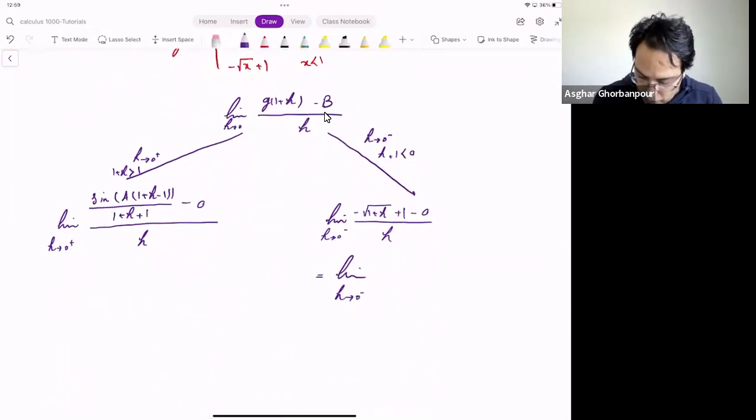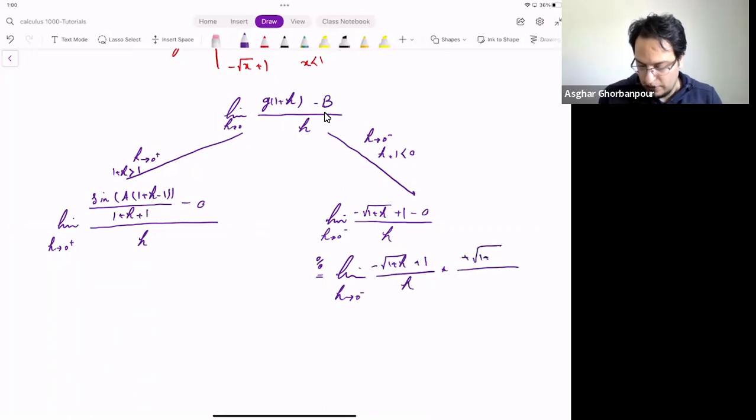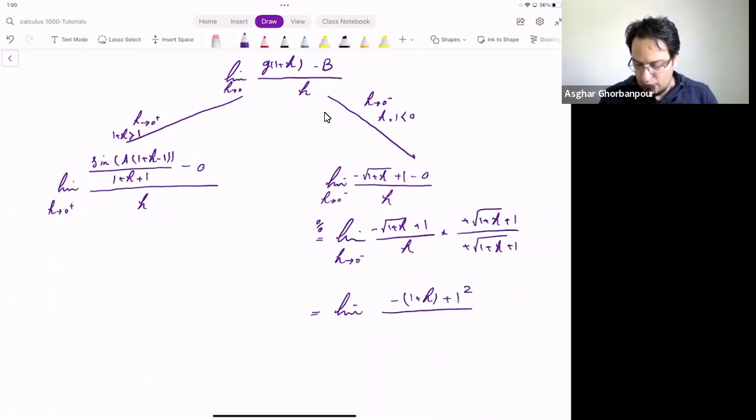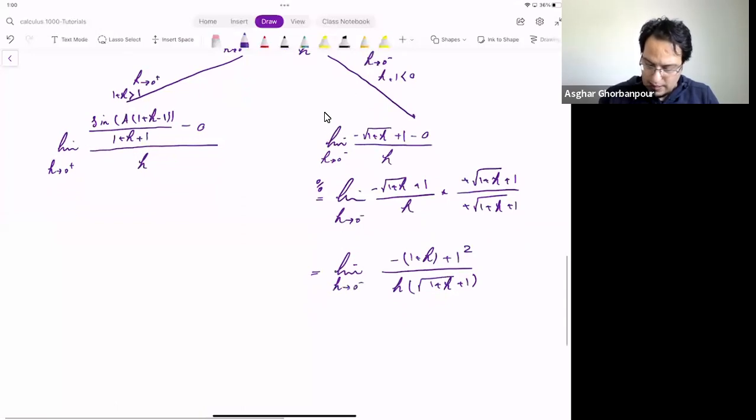So now you right away notice that we have 0 over 0 here, and we have to multiply by the conjugate of that term. So this is root of 1 plus h plus 1 over root of 1 plus h plus 1. That will give me the limit of a squared minus b squared. So b squared is this, a squared is 1 squared, which is 1, over h times root of 1 plus h plus 1, as h goes to 0 minus.